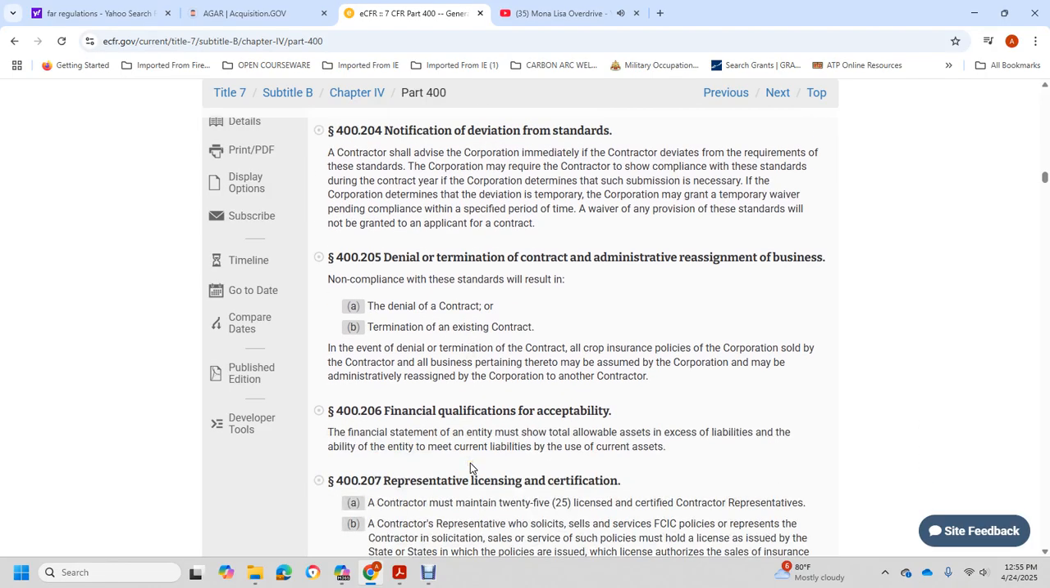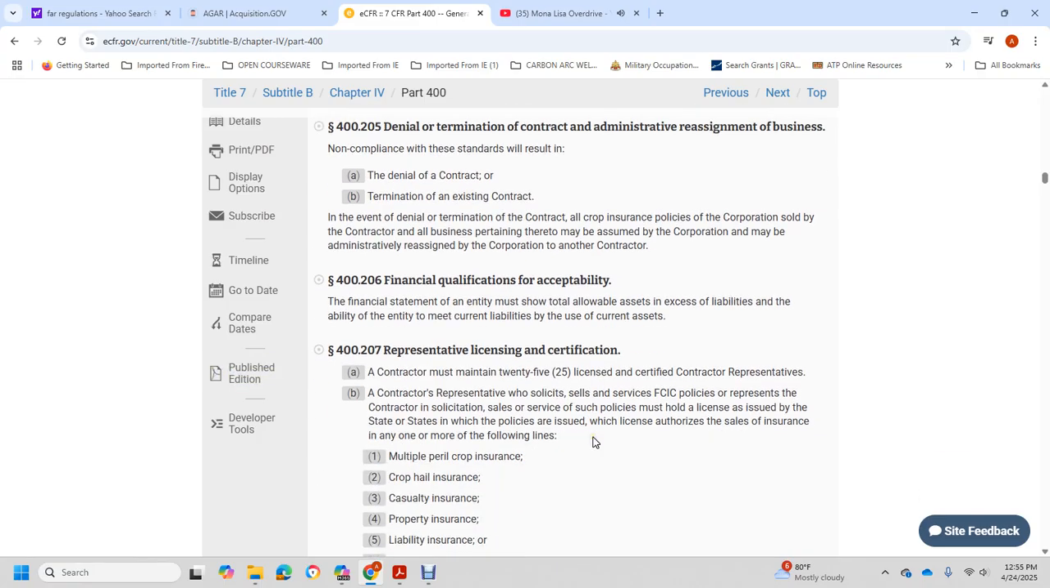402.06 Financial qualification. An acceptable financial statement of the contractor must show the total liabilities and assets, the existing liability, the ability to pay, the current liability and the current assets.